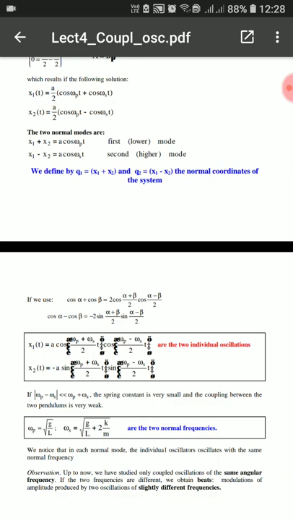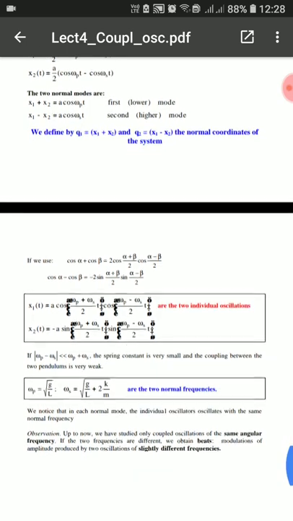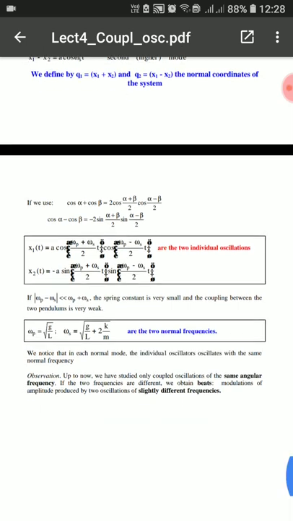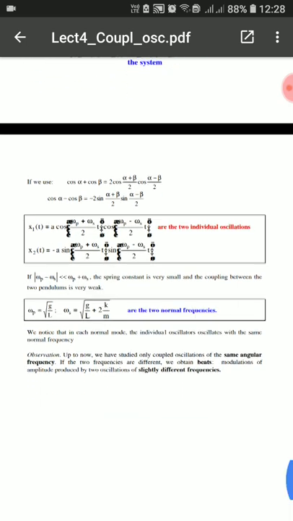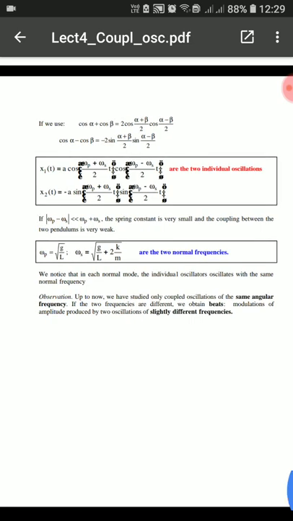The two normal modes are x1 plus x2, the first lower mode, and x1 minus x2, which is a cos omega s t, the second higher mode. Now we define q1 is equal to x1 plus x2 and q2 is equal to x1 minus x2, the normal coordinates of the system. If we use cos alpha plus cos beta, which is equal to twice cos of alpha plus beta by 2 times cos of alpha minus beta by 2, and cos alpha minus cos beta is also similarly expressed, using these relations we get that x1 and x2 are the two individual oscillations.